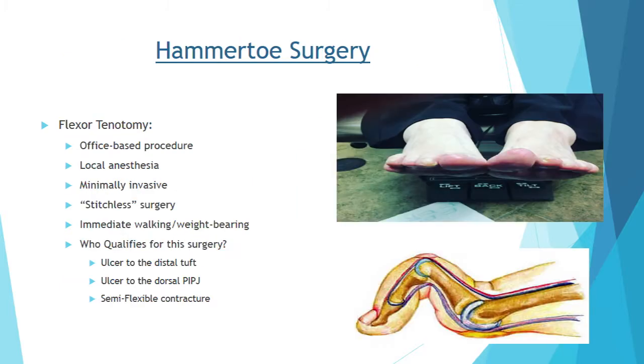Hammertoe surgery. Now this slide is a lot harder to see than when I did this presentation, but there is a small minimally invasive technique we employ in our office called a flexor tenotomy. This is strictly an office-based procedure, same day. We give a little local anesthesia to numb the toe, and what we do is we come in through the bottom of the toe here and we release this structure called the flexor tendon. That flexor tendon is responsible for making that toe curl. So by releasing that tendon, that toe pops back straight.